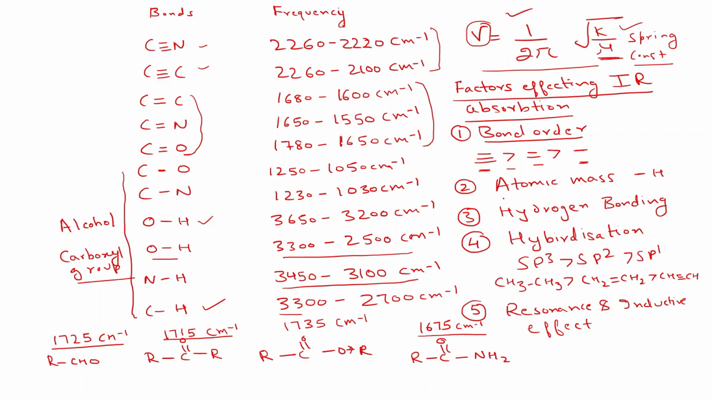Now the second point is atomic mass. I have told you that if a hydrogen atom is attached to any molecule, then it will vibrate at a higher frequency because the hydrogen atom has lower atomic mass. That is, the reduced mass will be lower, and then it will absorb the higher frequency. Similarly, if the atom attached is of higher atomic mass, then obviously the vibrating frequency will be lower. As we can see here, CN and CO, if the atomic mass is higher, then the vibrating frequency will be lower.